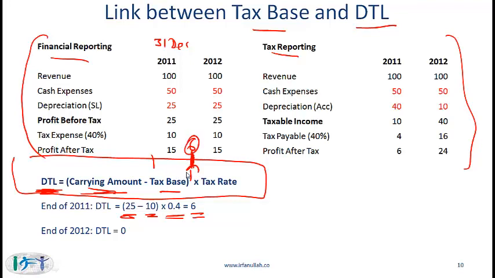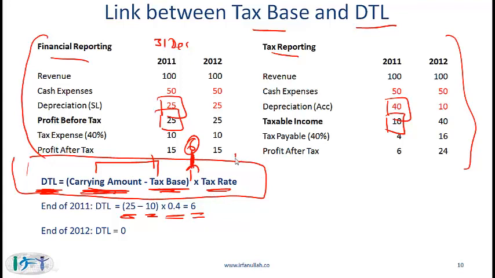And this is exactly what we saw in an earlier slide. Why do we have the same answer? Notice that we come up with a different number for profit before tax relative to taxable income because there is a difference in the depreciation expense. It is that same difference that is creating the difference between the carrying amount and the tax base. So that's why you get the same answer. But whether or not you fully understood that, you need to memorize this formula. The deferred tax liability is carrying amount minus tax base multiplied by the tax rate.